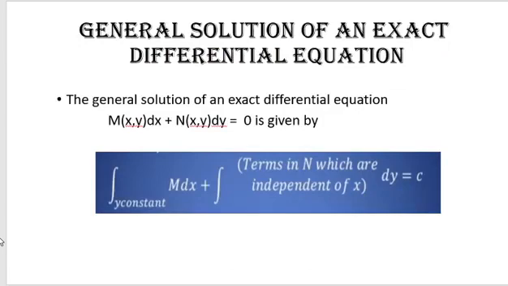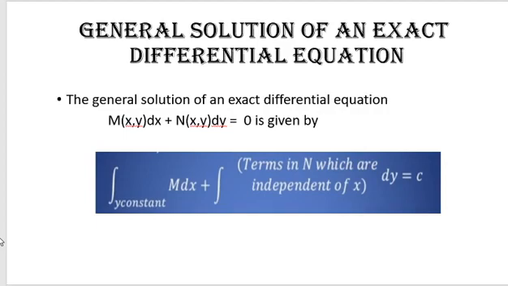Now, how to solve? There is one general solution formula for an exact differential equation. If the given differential equation M(x, y) dx + N(x, y) dy = 0 is exact, then the general solution is given as the integral of M dx, while taking the function M, you will treat y as constant. That means you are going to integrate only x terms treating y as constant, plus the integral of the terms in N which are independent of x, dy.